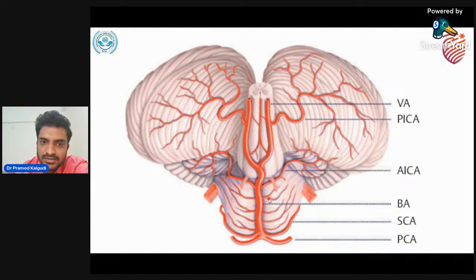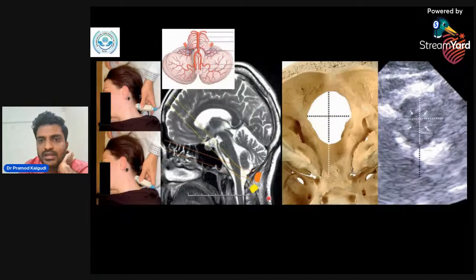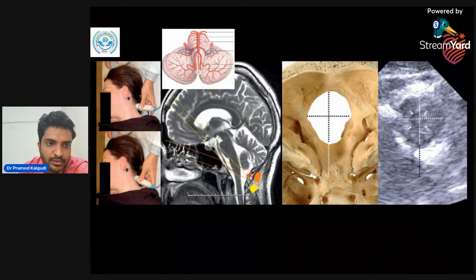Coming to the vertebrobasilar system, this is from the posterior aspect. I put this upside down because this is how you see it on an ultrasound in the foraminal view, that is below the occiput, pointing towards the glabella. So this is the foramen magnum which you need to target when you're placing the probe. There are two windows. This is the higher pontine, this is the lower pontine window.